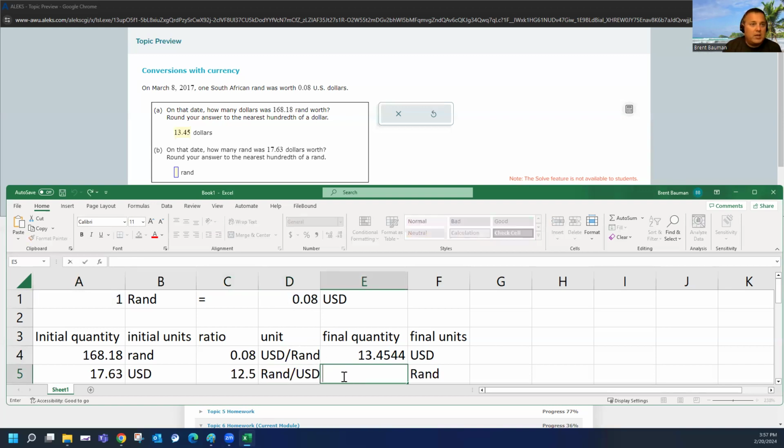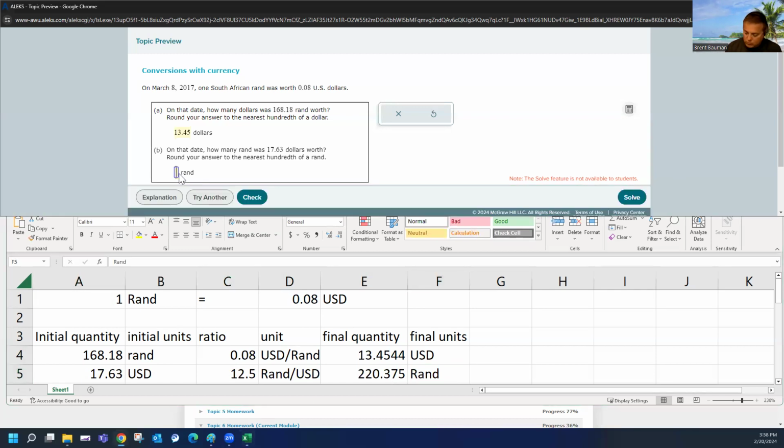Then we can go ahead and take our initial quantity times our first ratio, which is our only ratio, because there's just one conversion going on here. And we end up with 220.375. This time we're going to round this up to 220.38. And we've converted our problem here. Go ahead and check it.